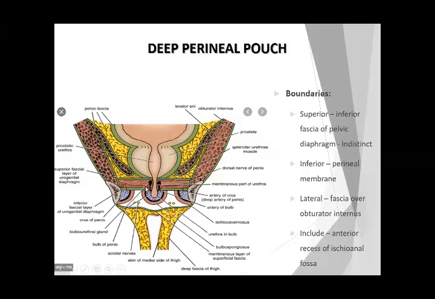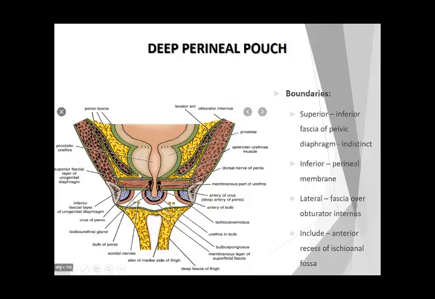This is the perineal membrane. And laterally, please note, this is the obturator internus. This is the obturator internus, and this green line is the fascia covering the obturator internus. This is the levator ani.